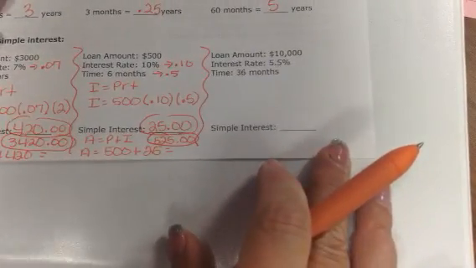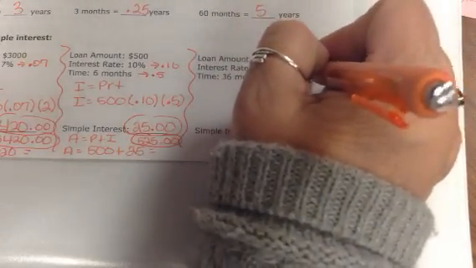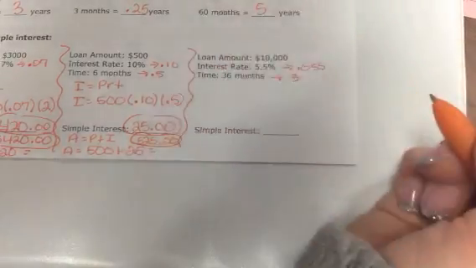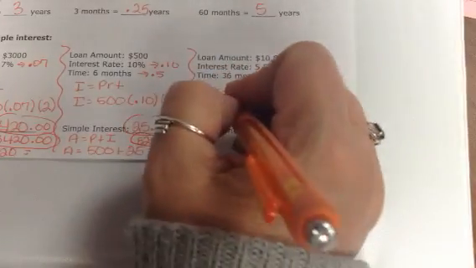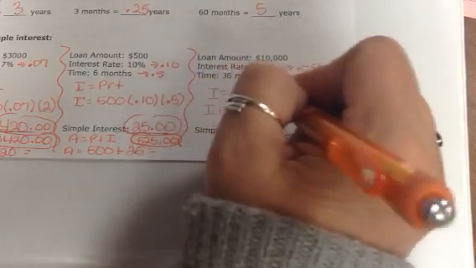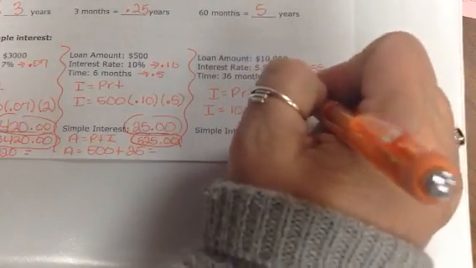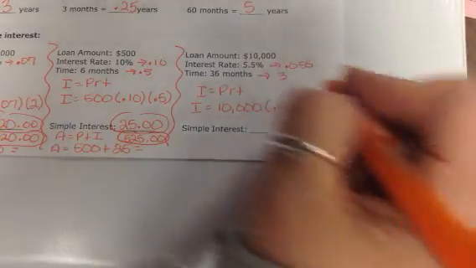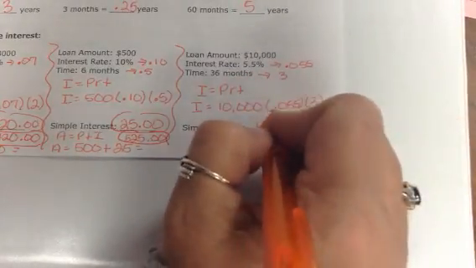Okay? On the next one, we're going to change 5.5 and it's going to be 0.055. We're going to change 36 months to 3 years. And then we're going to fill in I equals PRT. So I equals 10,000 times 0.055 times 3. When you put all that in the calculator, you're going to get $1,650. That is my interest.